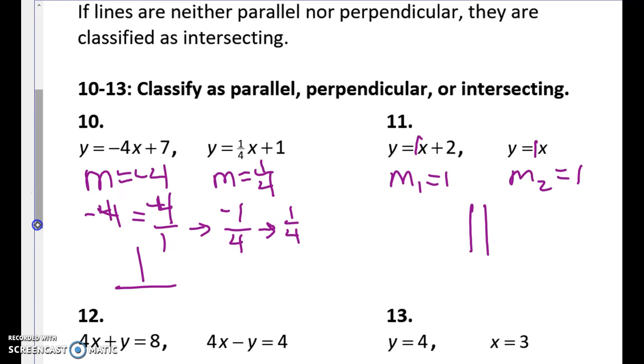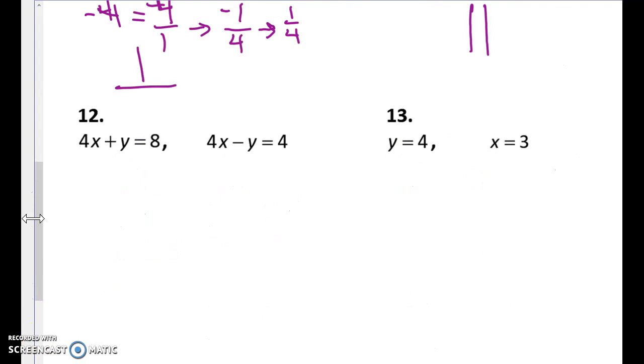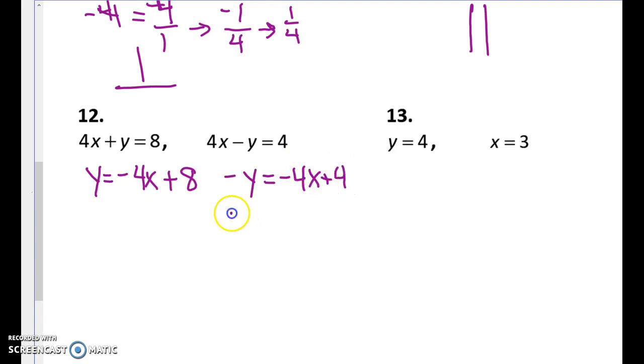So here we have to physically solve before we can figure out if they're parallel, perpendicular, or intersecting. So I'm going to do that. I'm going to start off by subtracting the 4x, so I get y equals -4x, and that becomes +8. A little second to think, guys. There we go. -y equals -4x plus 4. I have to divide everything through by that negative, so I get y equals 4x minus 4.